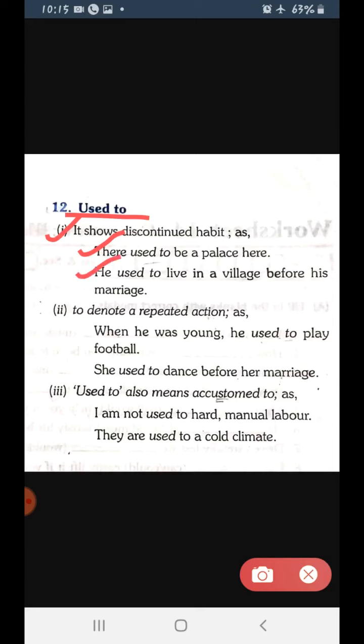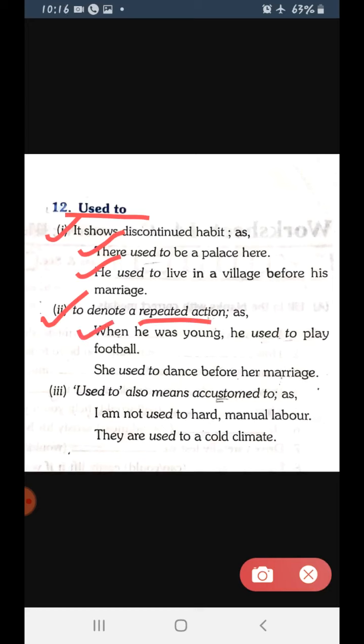Example number 2, he used to live in a village before his marriage. That means, before his marriage he was residing in the village, and now he is in the town. Clear? Point number 2, to denote a repeated action. That means, to show an action which is repeated continuously.